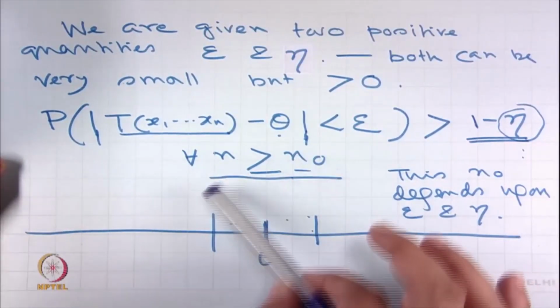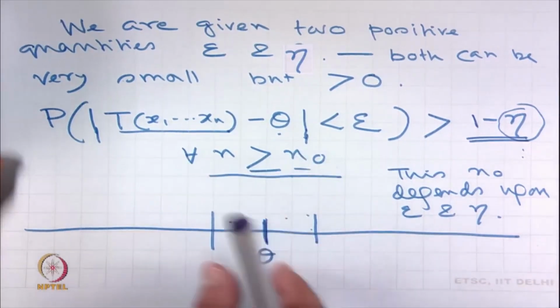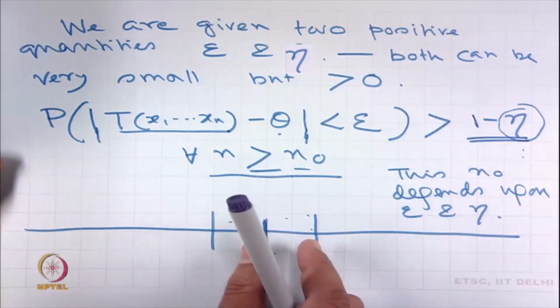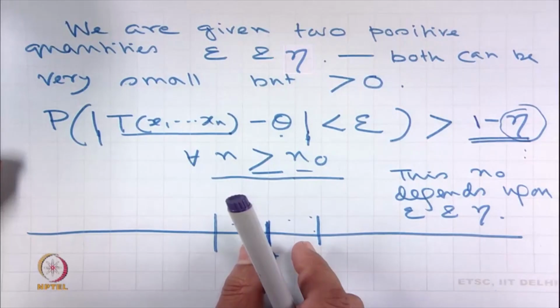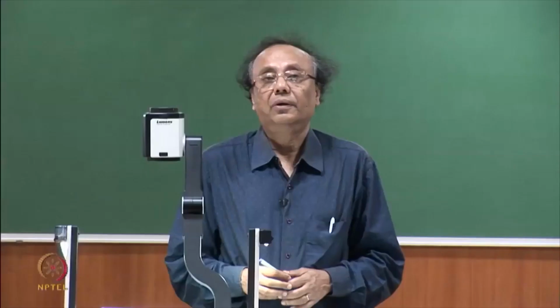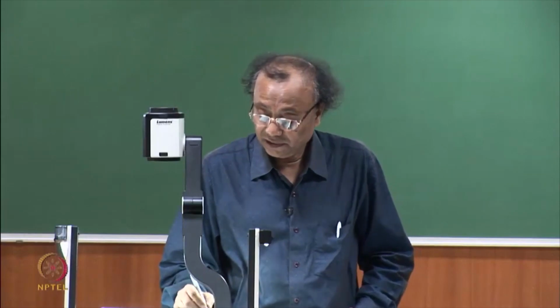such that if the number of samples is more than n naught, then the probability that the sample statistic will be very close to the parameter, that probability is going to be very, very high. The question is, how do we obtain a consistent statistic?